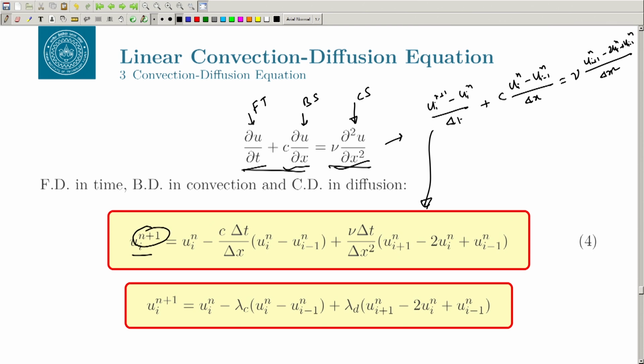Remember, always try to keep your n plus 1 on the left hand side, and all the things which are known at the given time on the right hand side, and from the right hand side you calculate the left hand side. Okay, and here you can see there are two Courant numbers, lambda c and lambda d. Usually the diffusion Courant number is not that restrictive. Typically what you need to worry about is the convective Courant number, because that value is usually lower than your diffusion Courant number.